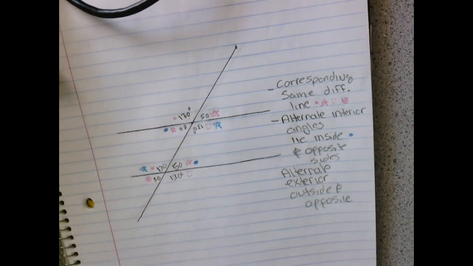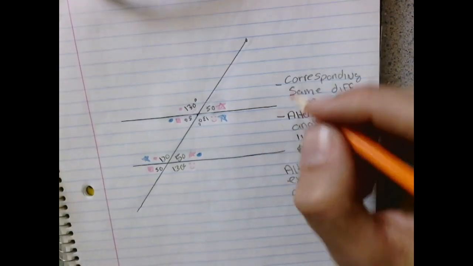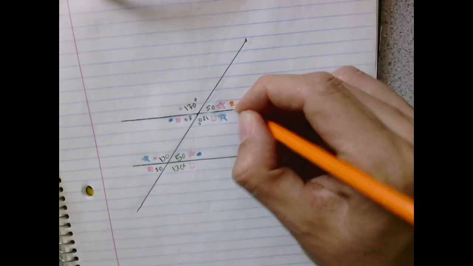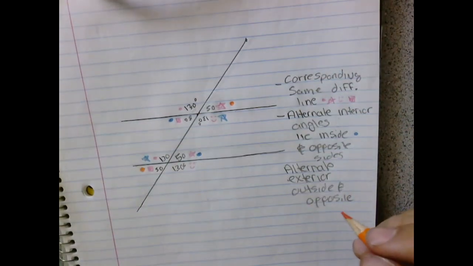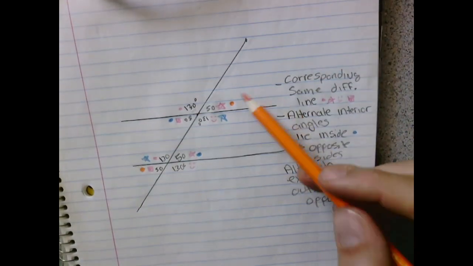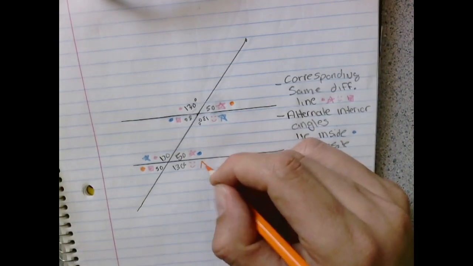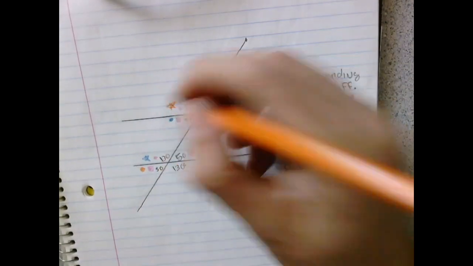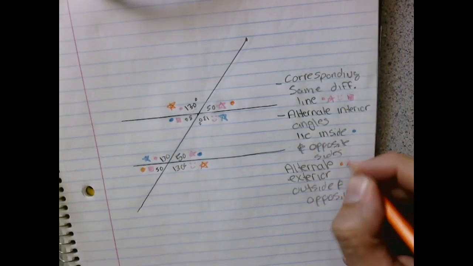Let's look at alternate exterior angles now. Alternate exterior angles, here's an alternate exterior angle, and here is an alternate exterior angle. Lies on the outside of the parallel lines and on opposite sides. Here is an alternate exterior angle. Here also is an alternate exterior angle. And I'll indicate that on my key over here.